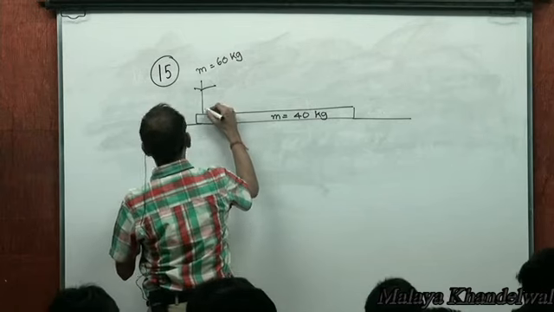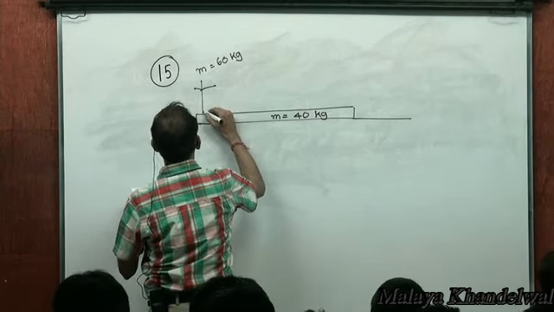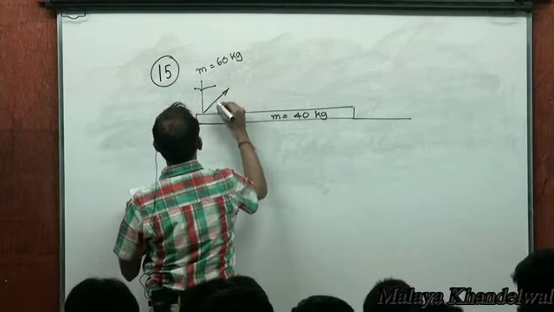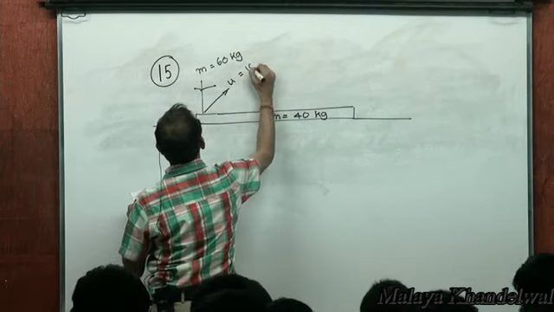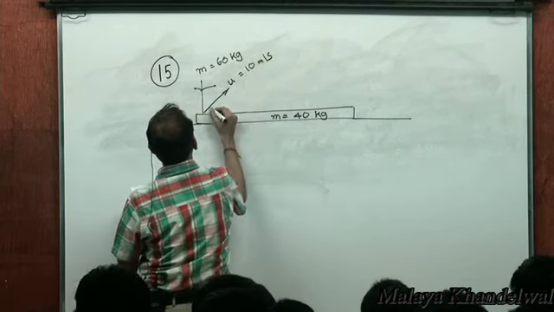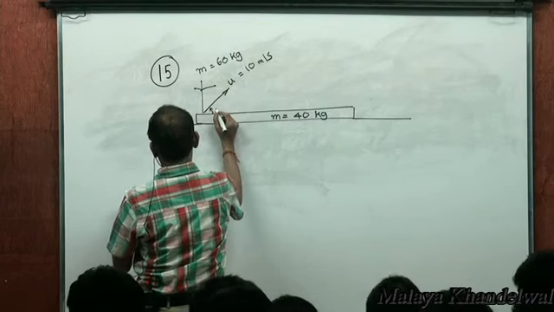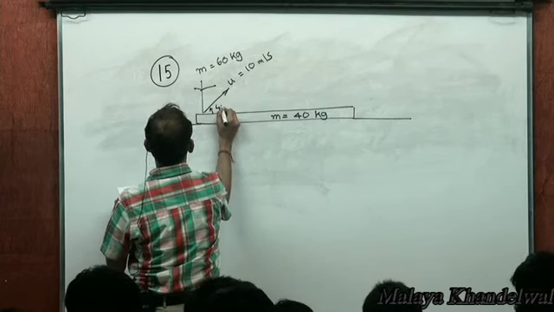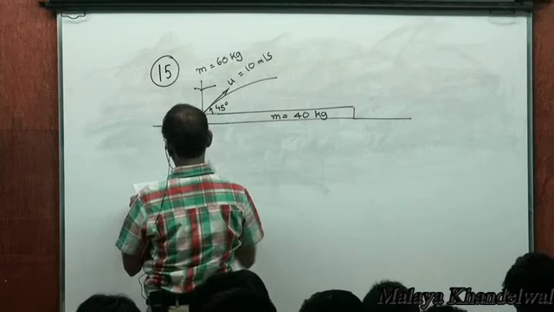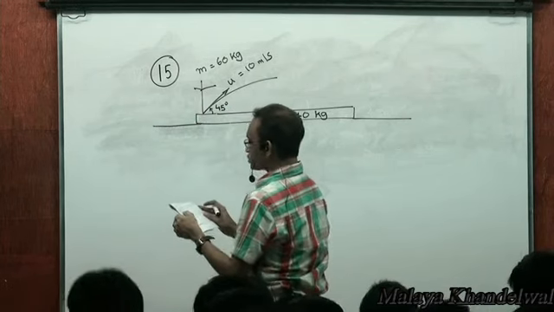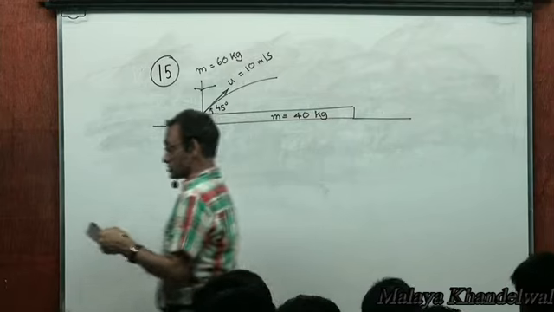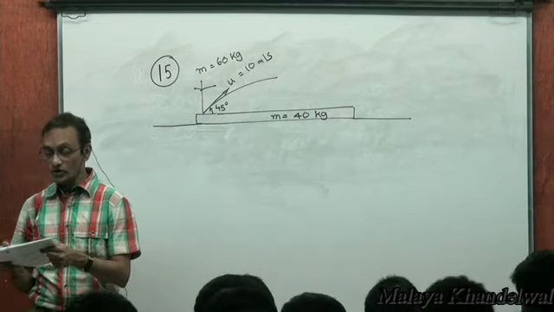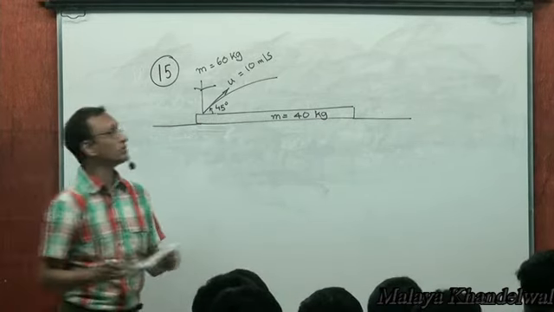He throws a 1 kg stone with a velocity of 10 meters per second at an angle of 45 degrees with respect to the ground. Find the displacement of the platform on the horizontal surface when the stone lands on the ground.